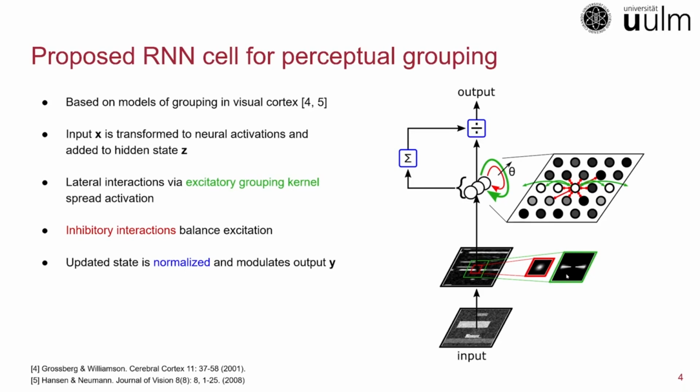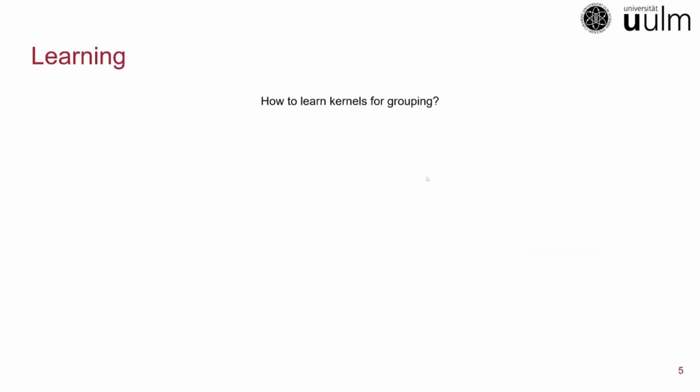So the kernels that are shown here are basically taken from previous modeling work. They are not learned, but basically if you know that your input filter takes horizontal orientations, you can theoretically specify what kind of grouping you want. Of course, in a network with learned filters, you need to learn your grouping as well. So the question is, how do we learn our grouping kernels?